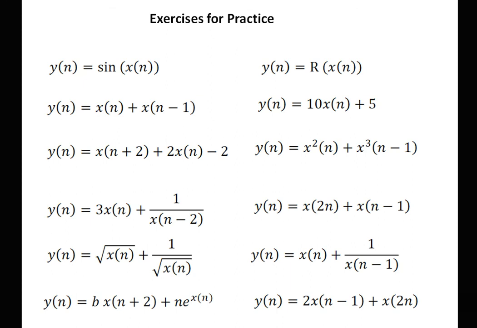So these are a few problems which you can solve as exercises for practice. If you have any problem with these exercises, please give it to me in the comment box. I will give you the answer.